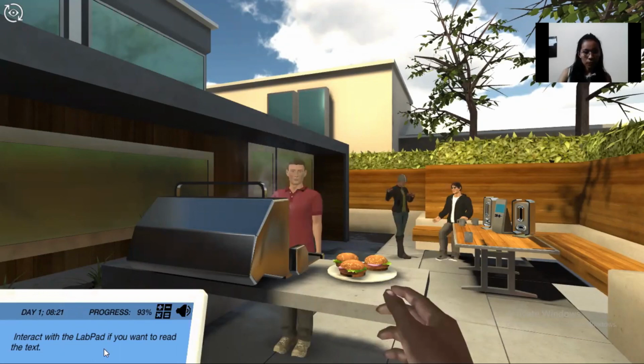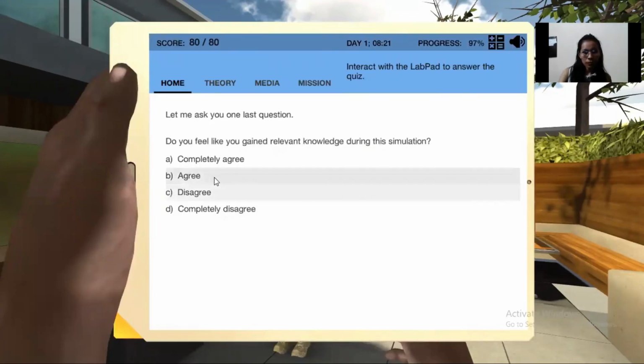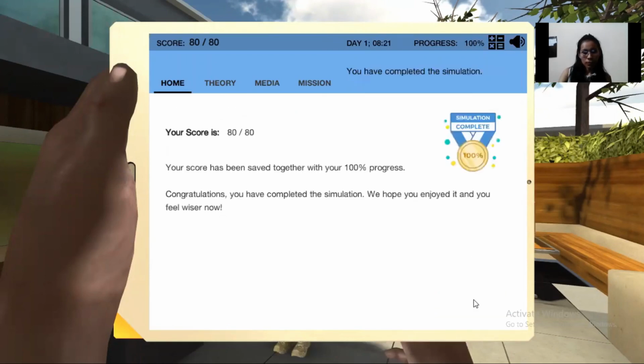Let me ask you one last question. Do you feel like you gained relevant knowledge during this simulation? Thank you for your feedback. Your score has been saved together with your 100% progress. Congratulations, you have completed the simulation. We hope you enjoyed it and you feel wiser now.